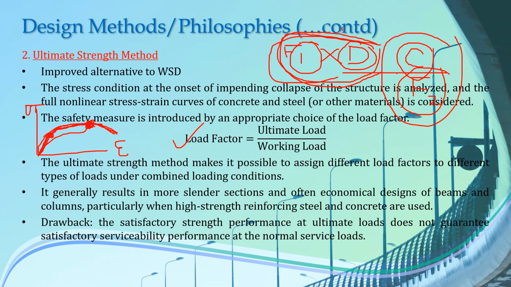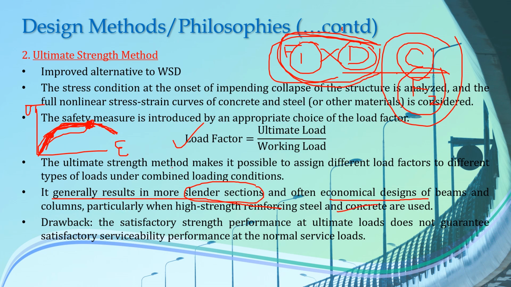So this ultimate strength method, by utilizing the full non-linear stress-strain curve of our material, makes it possible to assign different load factors to different types of load under combined loading conditions. As the full capacity of our material is utilized, this method generally results in more slender sections, as compared to the working stress method, in which we had larger cross sections. Slender sections mean these designs are often economical for beams and columns, particularly when high strength reinforcing steel and concrete are used.